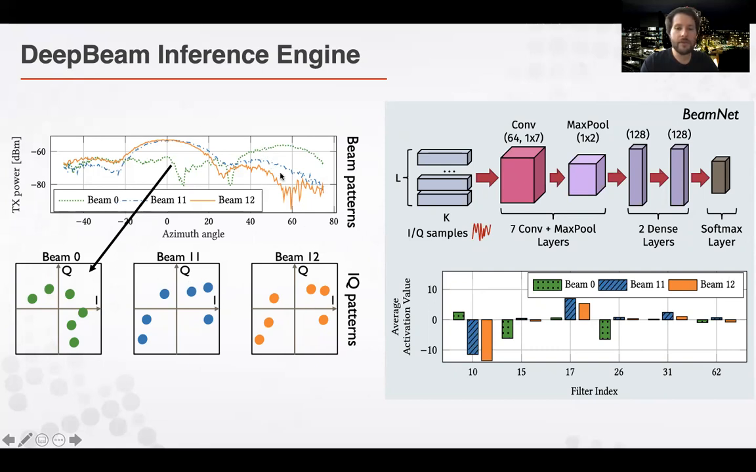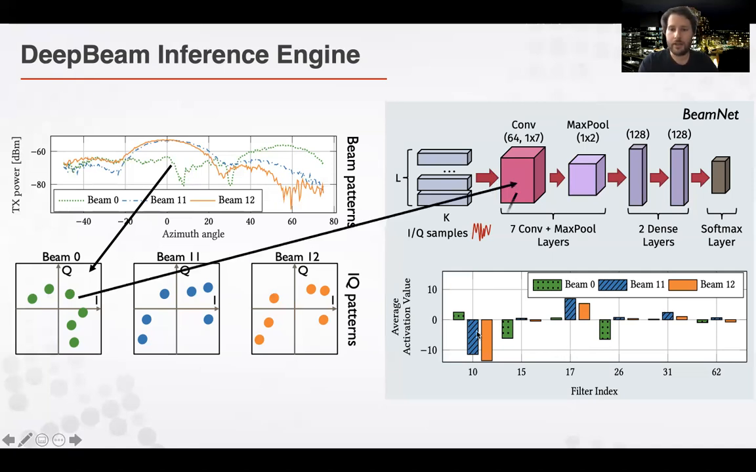So these beams translate into some imperfections in the IQ plane that can be captured by a convolutional neural network. So the convolutional neural network is particularly effective in this because it can identify this imperfection independently of where we are located in the received waveform. And effectively, it manages to correctly identify and classify the beams.